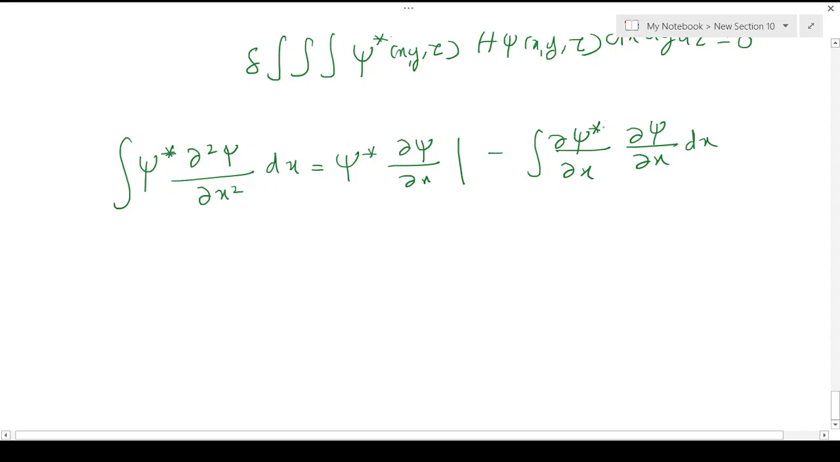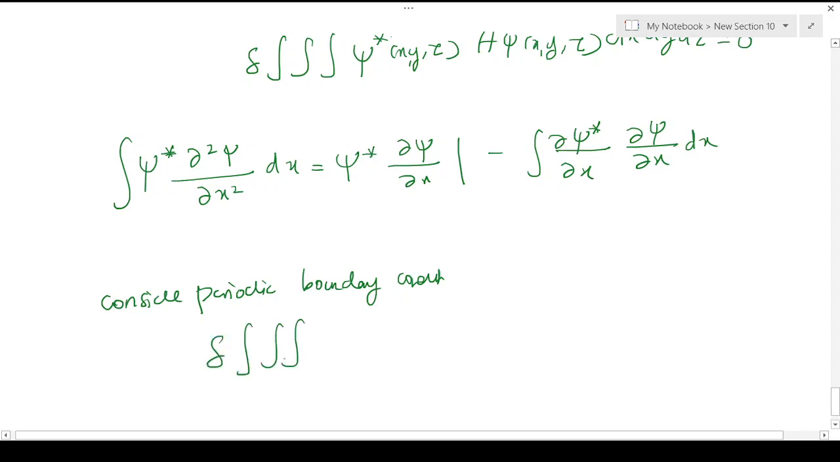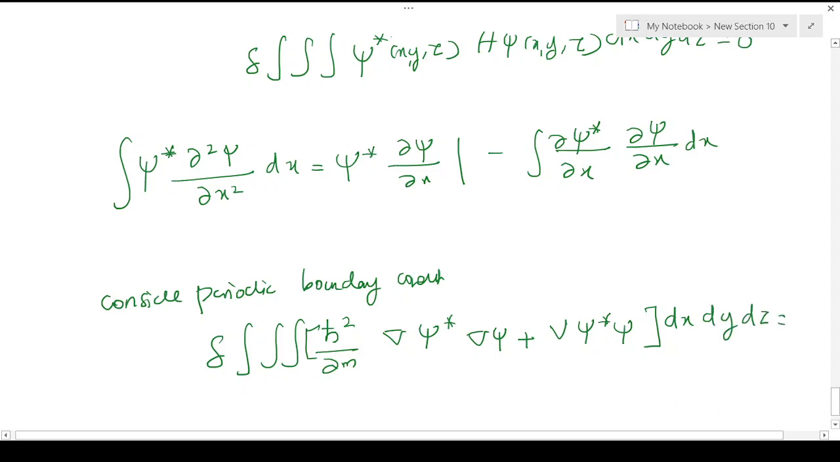Considering a periodic boundary condition here, when you integrate this particular function by parts, you will have delta of del psi star del psi plus V psi star psi, integrated over dx dy dz, which is equal to 0.